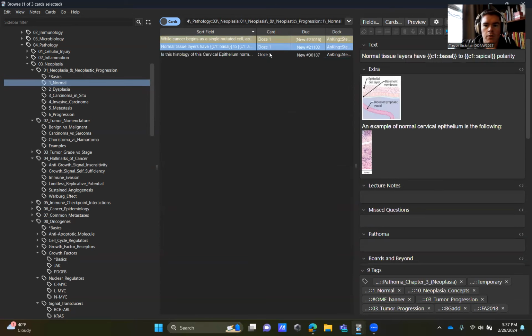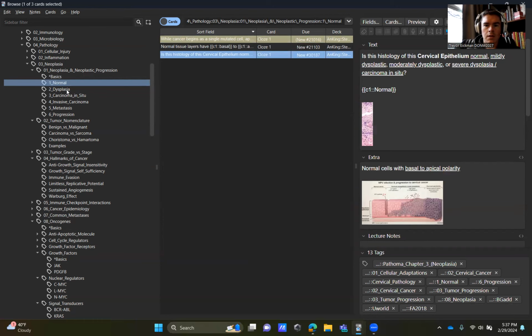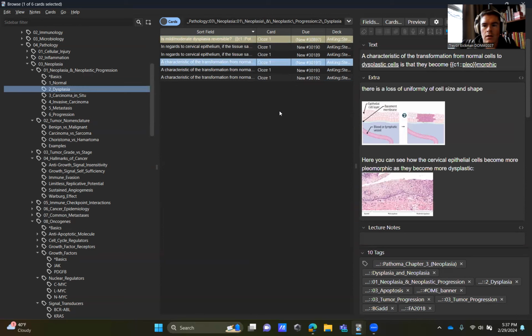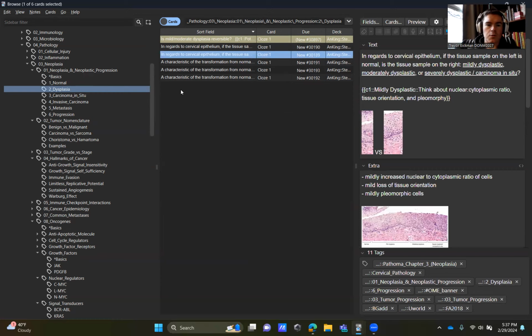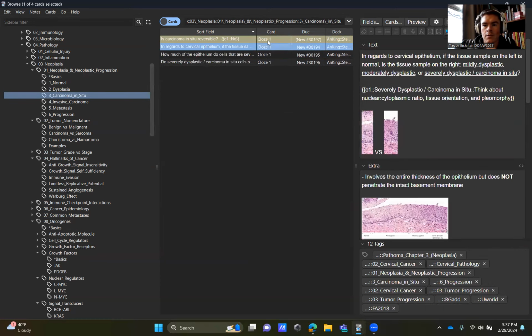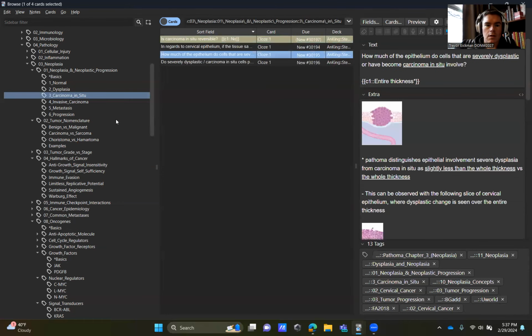And then we're going to jump to normal. You want to grab the last 2 here. Dysplasia, all of them except the first one. And this one here, I guess you could grab this one. They're pleomorphic. Let's grab it. There. So just not the first one. Carcinoma in situ, all of them except the first one. So these 3, just not the first.